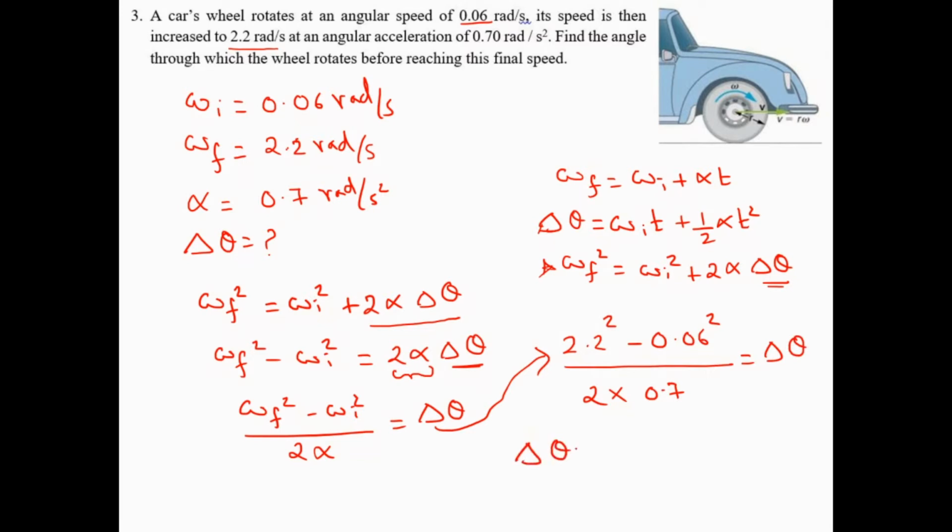So what's the answer for delta theta now? Use your calculator. 2.2 square minus 0.06 square divided by 2 multiplied by 0.7. The answer I got is 3.45 radian. So what's the angle? 3.45. Clear? So this is the answer for the third question.